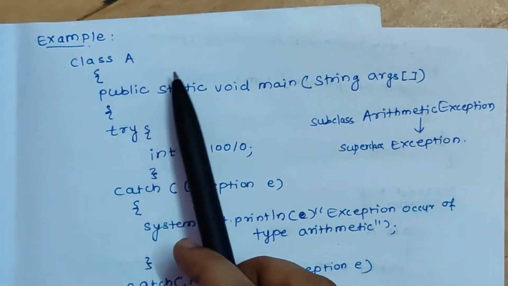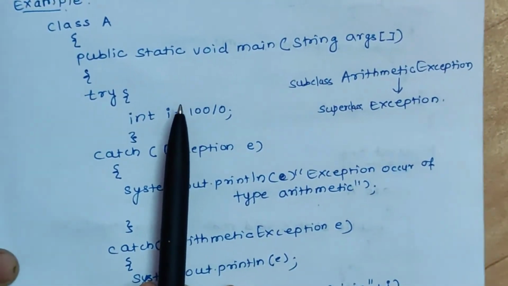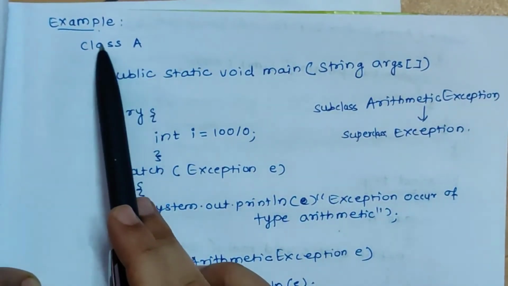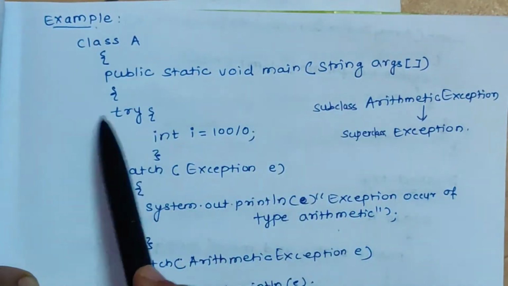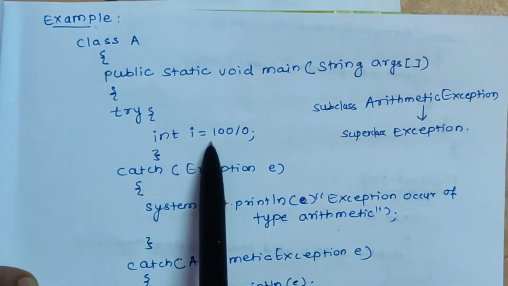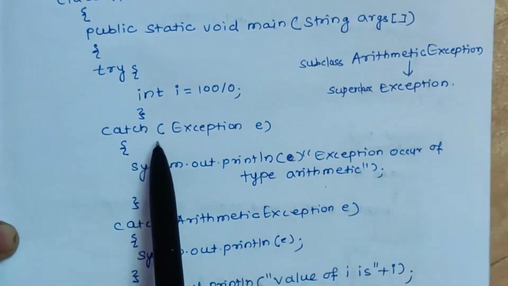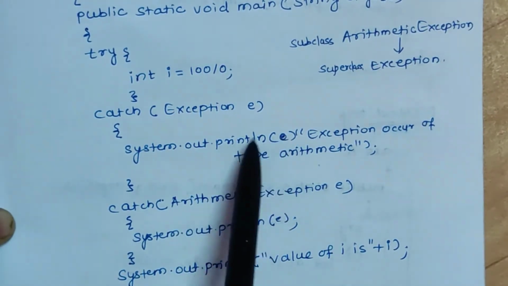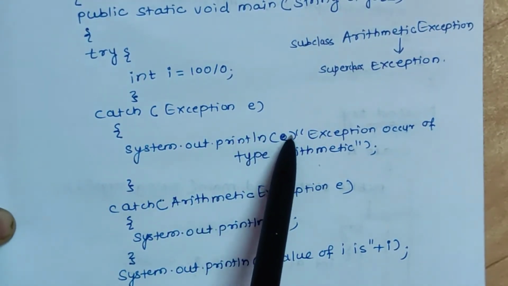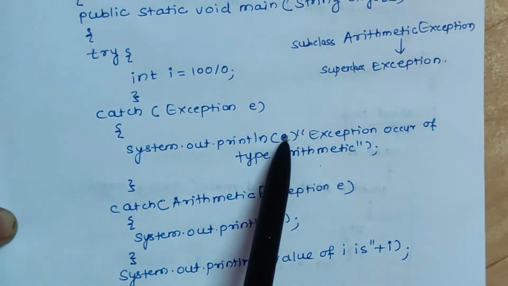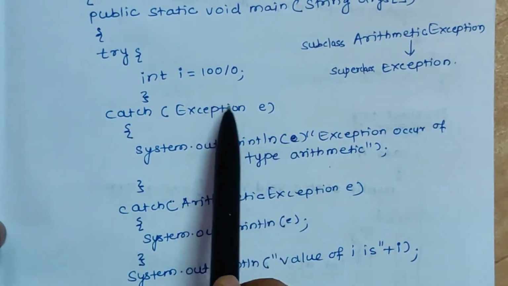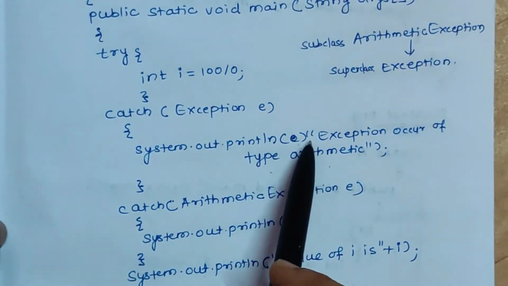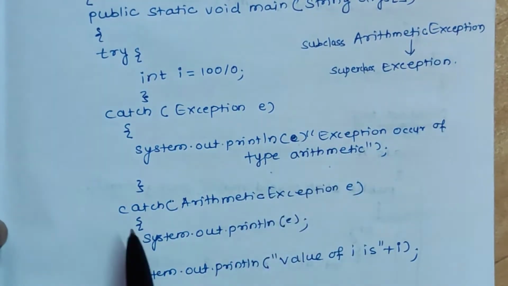The important thing here is the sequence of different catch blocks. Here you can see one more example. Here is a class A, this is a main method. Then in the try block I have put i equal to 100 by 0. There is a first catch block, Exception e, System.out.println, and here I am displaying e, that is the exception handler will decide what to display, what kind of exception it is, and it will display exception of arithmetic type.